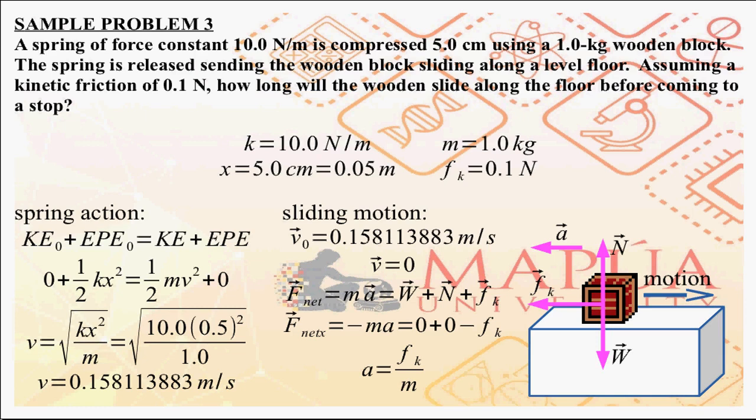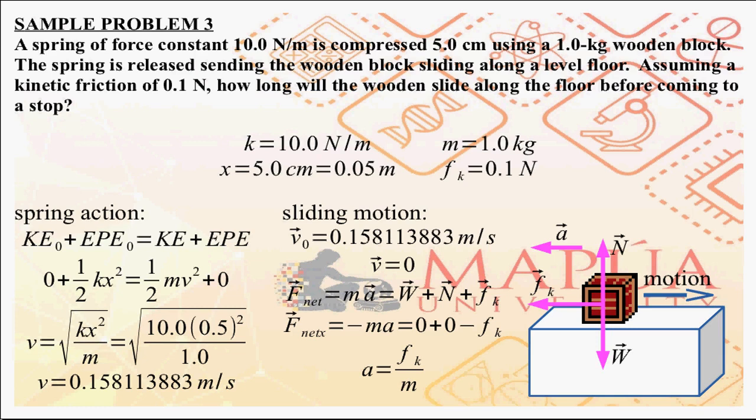Looking at the spring action in terms of conservation of energy, there is no difference in height between initial and final state as far as the spring action is concerned. So, gravitational potential energy will not come into play. So, GPE is equal to 0. No external work done. No external force is acting on the system. We only have the spring. So, work done by an external force is equal to 0. That leaves us with kinetic energy initial plus elastic potential energy initial is equal to kinetic energy final plus elastic potential energy final.